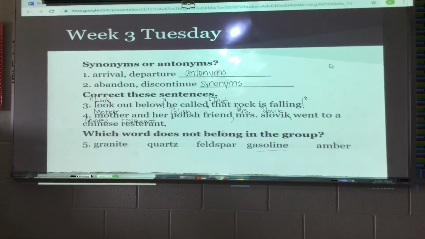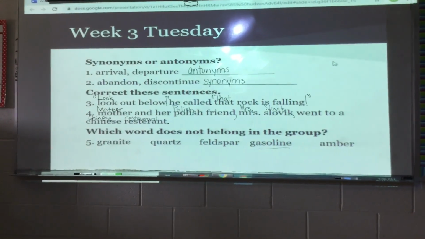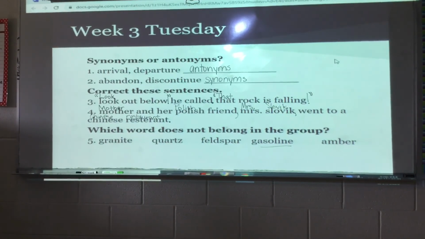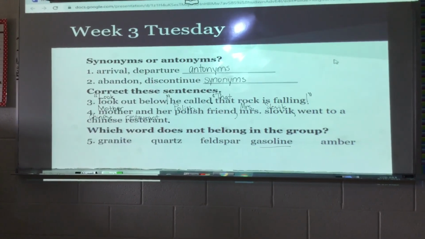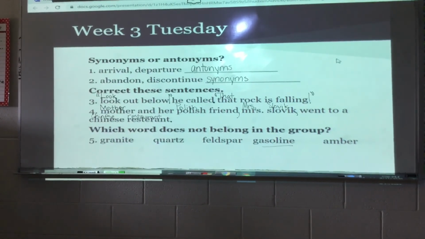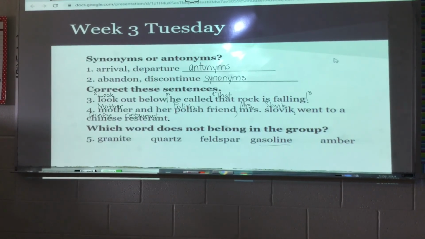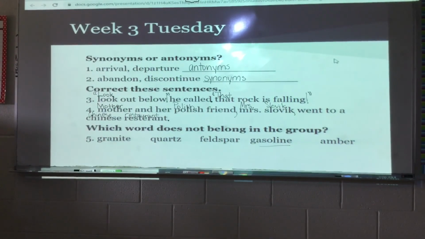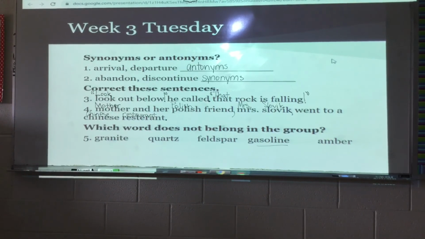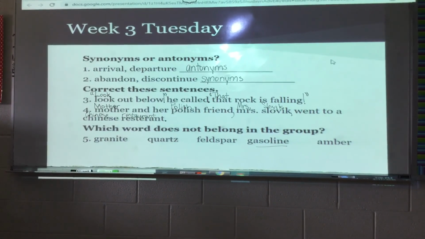The first sentence that he says is, look out below. So we have quotation marks around that. We capitalize the first word of the sentence, look. And then because there's a rock falling and it seems like it's a state of emergency, it's an exclamatory sentence. So there's an exclamation mark after the word below.